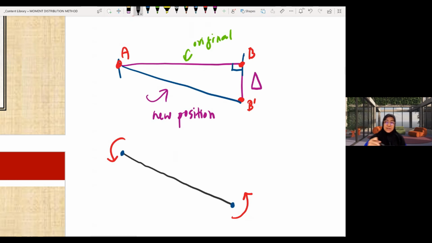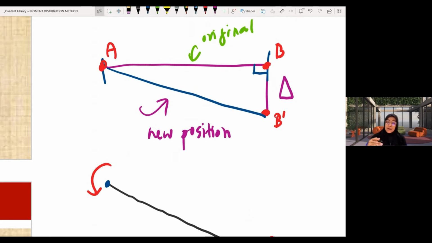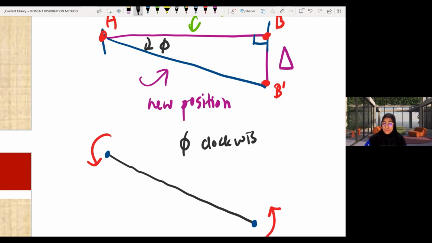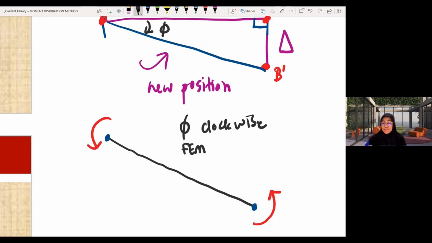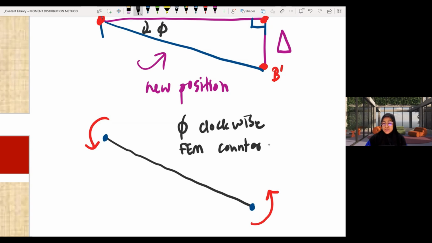In this triangle, let's say we focus at point A. We focus on the original line as well as the new inclined line. Look at the rotation, meaning the angle from the original. The beam rotates clockwise from AB to AB prime. So this is the angle, and the angle is clockwise. So what we can conclude is when the angle is clockwise, FEM is counterclockwise.